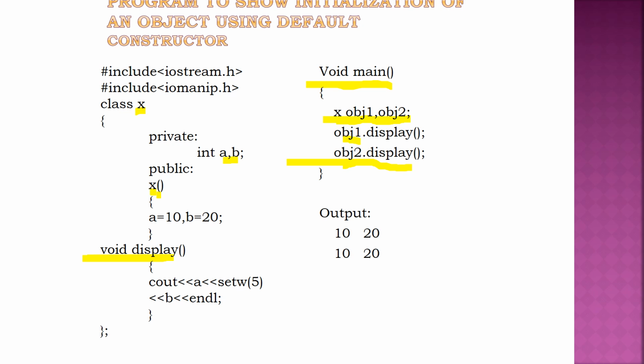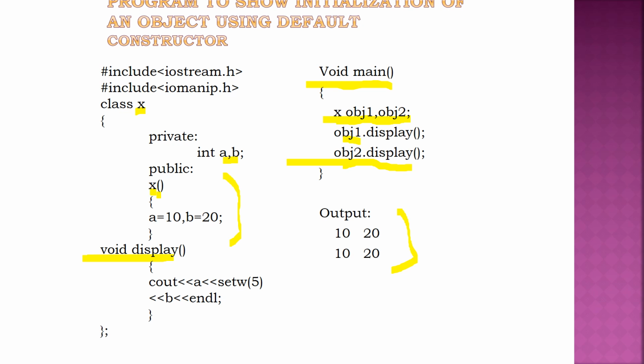Once you observe the output of this program, it has displayed 10 and 20 two times. And in this program, I have never called any function explicitly. Once an object is created, the constructor is executed.